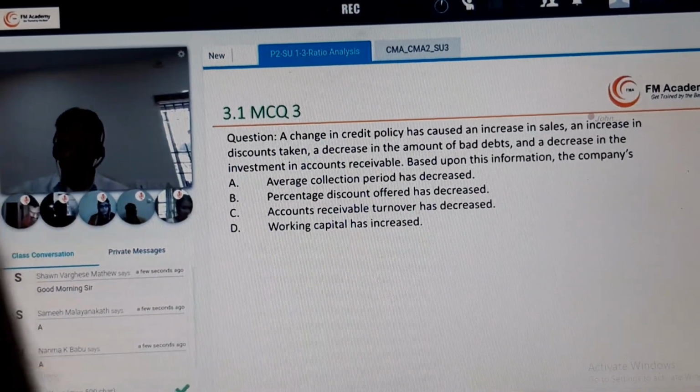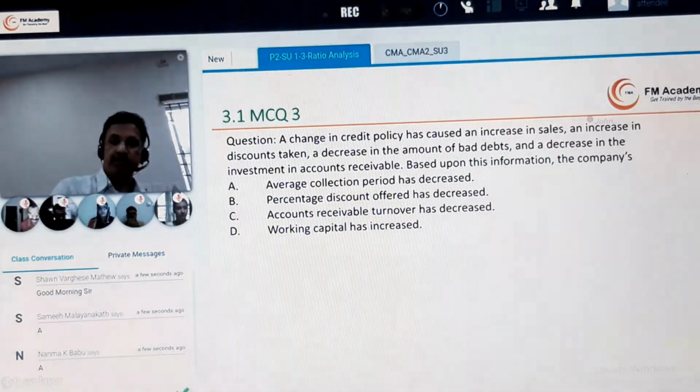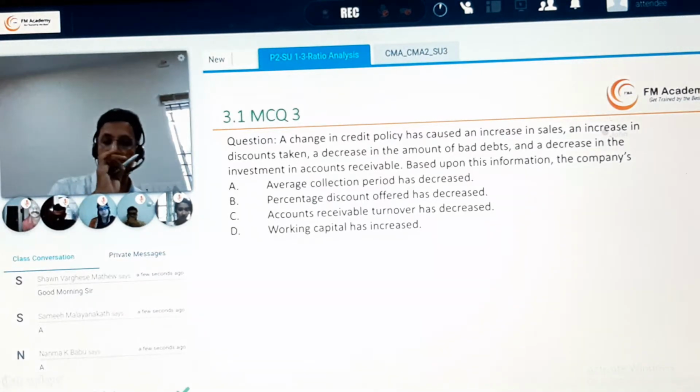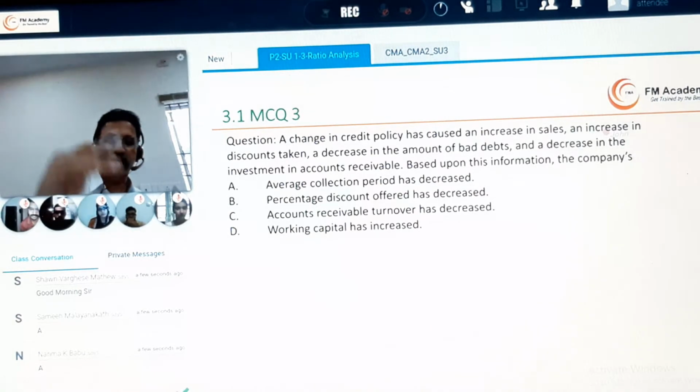Okay, very good. Let me discuss. So here the scenario is given. There is an increase in sales, there is a decrease in the account receivable, and there is a decrease in the bad debt. Based on this information, the company's working capital has increased. When there is a decrease in the investment in accounts receivable, the level of current asset has come down. Definitely there is a decrease in working capital, not increase.